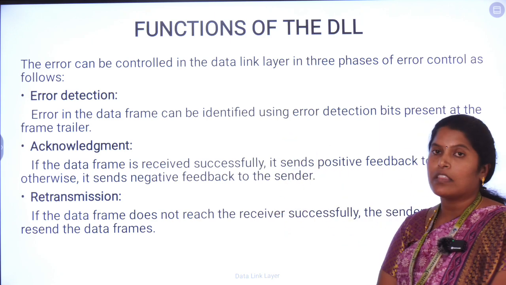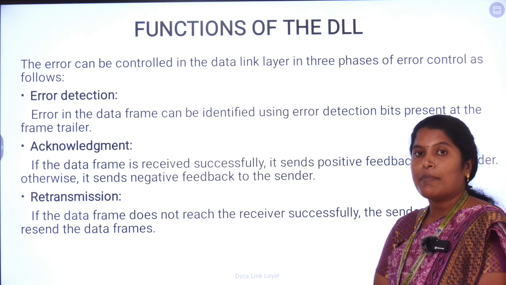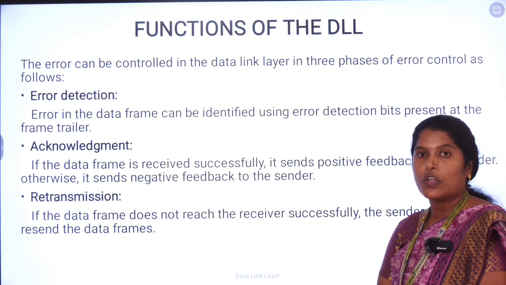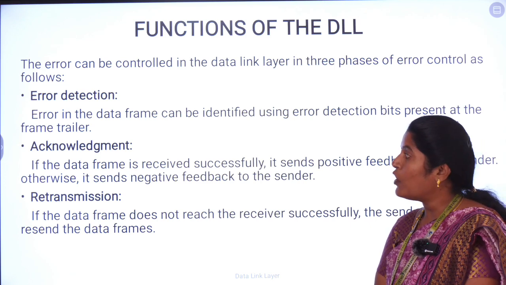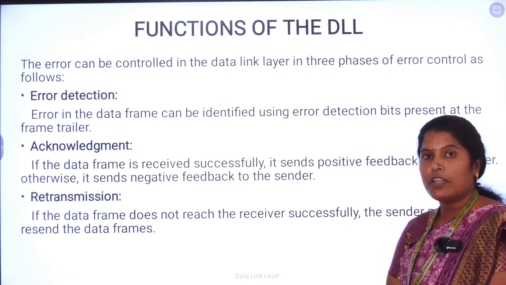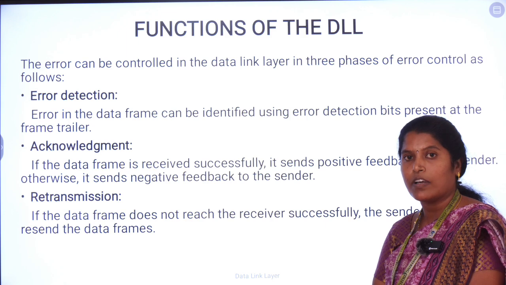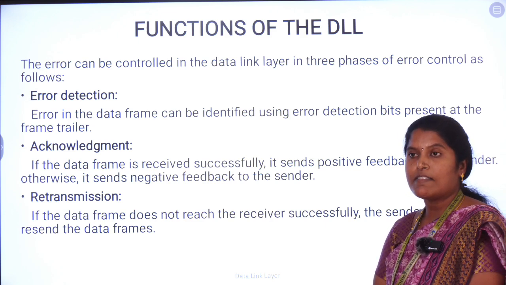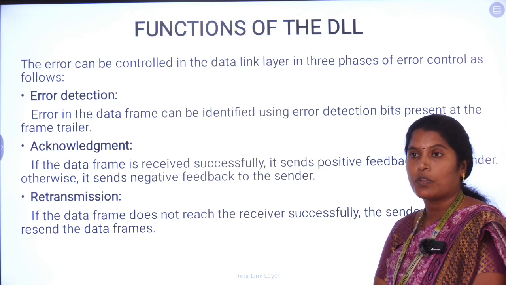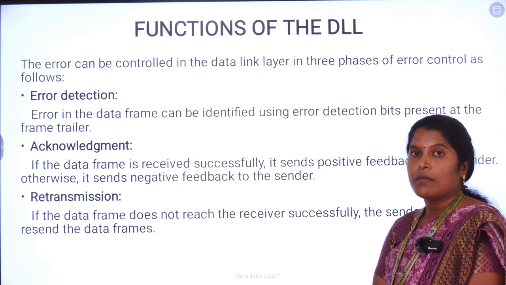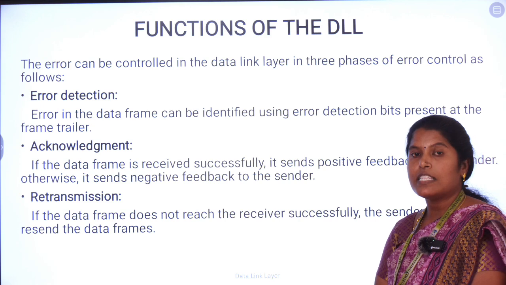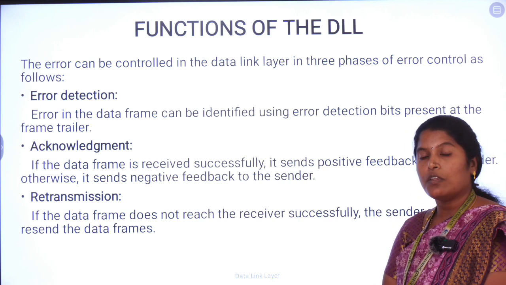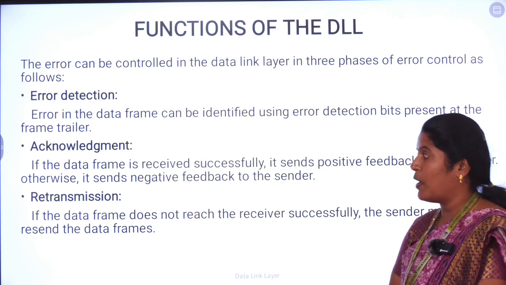In the error detection method, the error detection bits will be added at the end of the frame in order to identify the errors that occurred during the transmission of frames. Acknowledgement: once a frame has been transferred from the sender to the receiver, the receiver has to send an acknowledgement to the sender mentioning that the frame has been received successfully. If the receiver sends a negative acknowledgement, the sender has to retransmit the frames to the receiver.